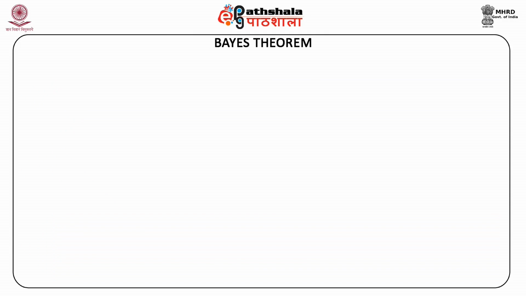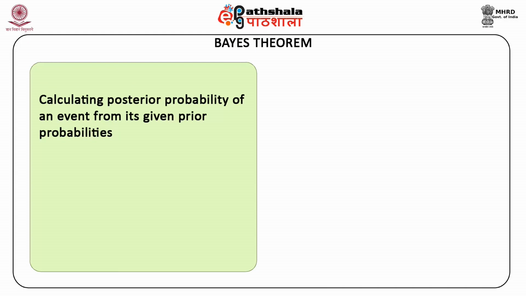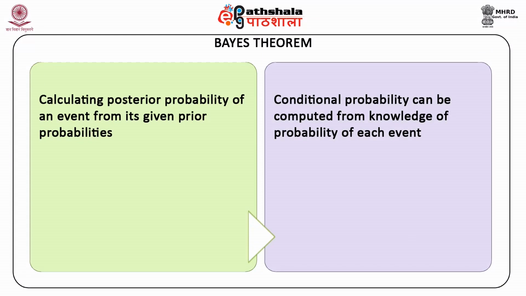We shall now understand Bayes' theorem. Bayes' theorem is used for calculating posterior probability of an event from its given prior probabilities and conditional probabilities. It describes how the conditional probability of each of a set of possible events for a given observed outcome can be computed from knowledge of probability of each event and the conditional probability of outcome of each event.